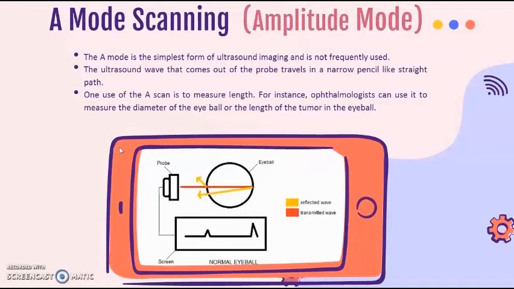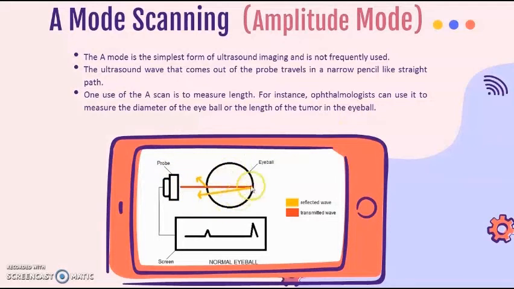Okay, so next is ultrasound mode scanning, which has A mode scanning and also B mode scanning. The A mode is the simplest form of ultrasound imaging and is not frequently used. The ultrasound wave that comes out of the probe travels in a narrow, pencil-like straight path, and one use of the A scan is to measure length. For instance, ophthalmologists can use it to measure the diameter of the eyeball or the length of a tumor in the eyeball. So here I have a very simple version of an ultrasound.